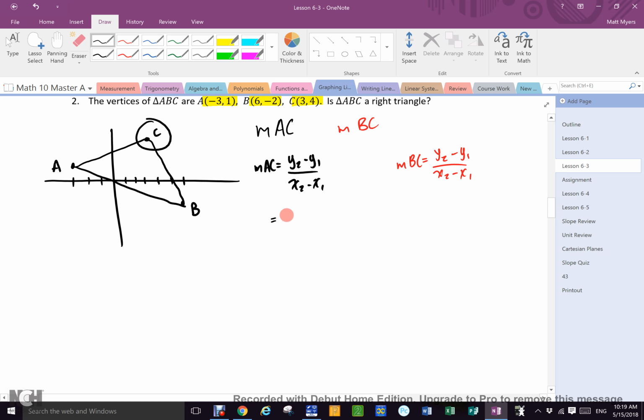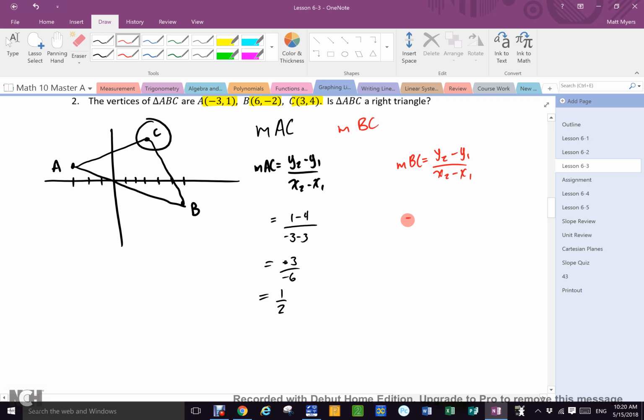What goes in here? If we keep Avery's labeling, what goes here? But you don't need to keep Avery's labeling. You can label them any way you want. One minus 4 and negative 3 minus 3. What's 1 minus 4? Negative 3. What's negative 3 minus 3? Negative 6. Negative 3 over negative 6 is a slope of positive 1/2, correct? Everyone agrees they got positive 1/2.